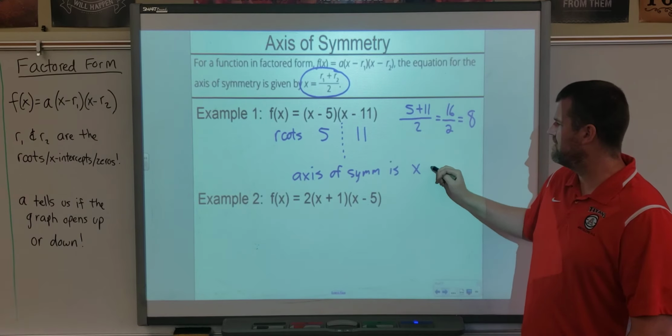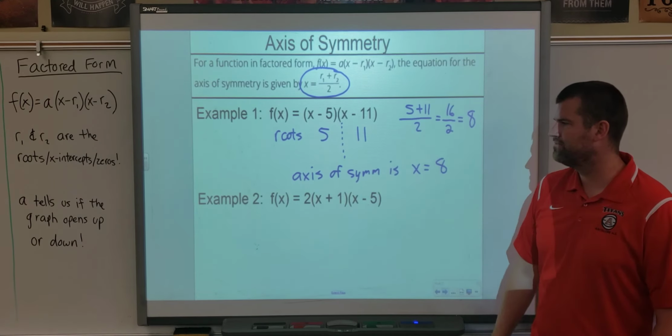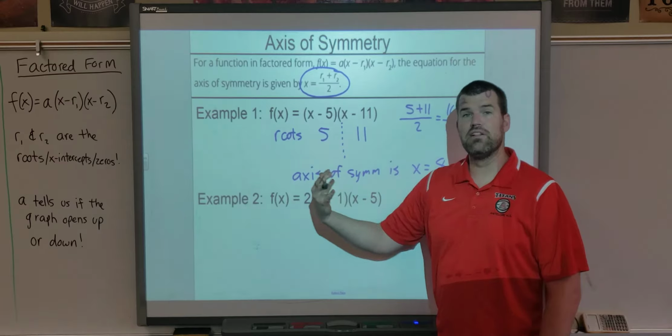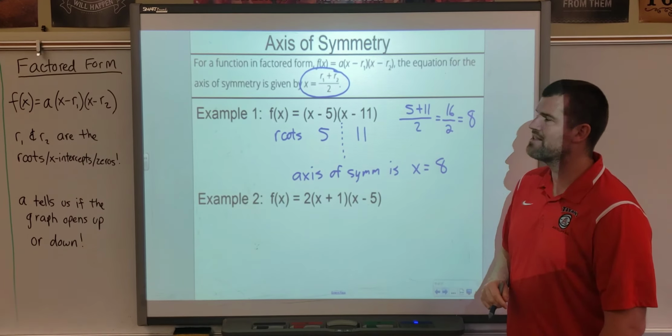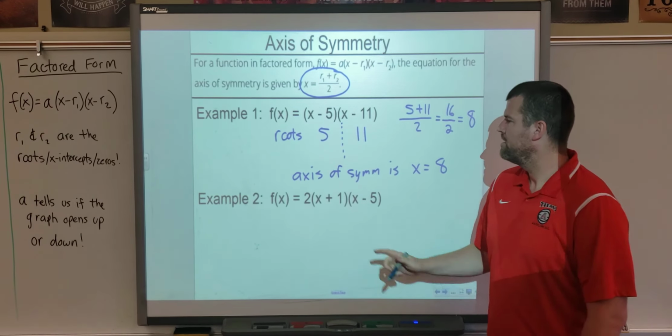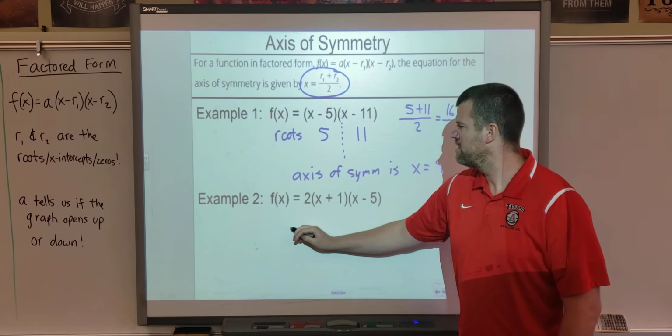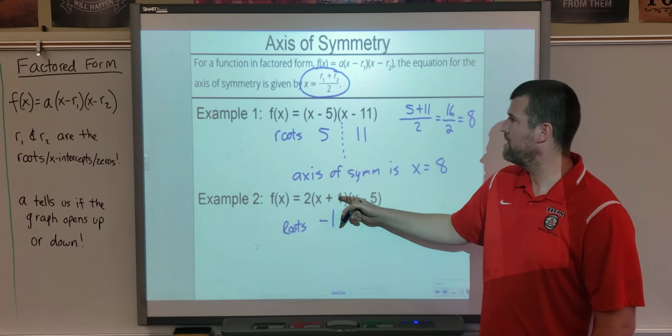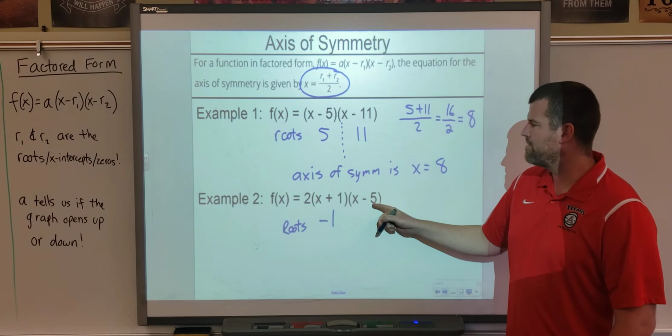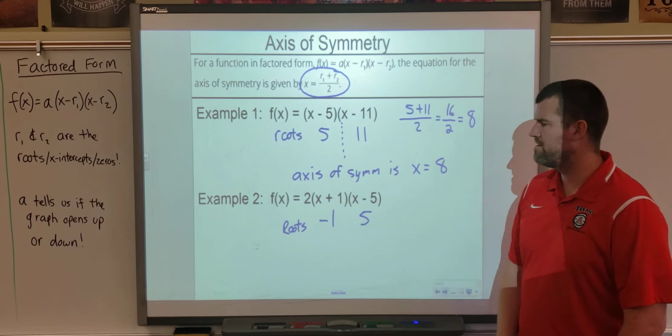is x equals 8. The a value is not relevant in this case because the a value is just telling us if the graph opens up or down. We just need to find the roots. So again, the roots on this one are -1, right? Opposite of 1. And then the opposite of -5 is positive 5.